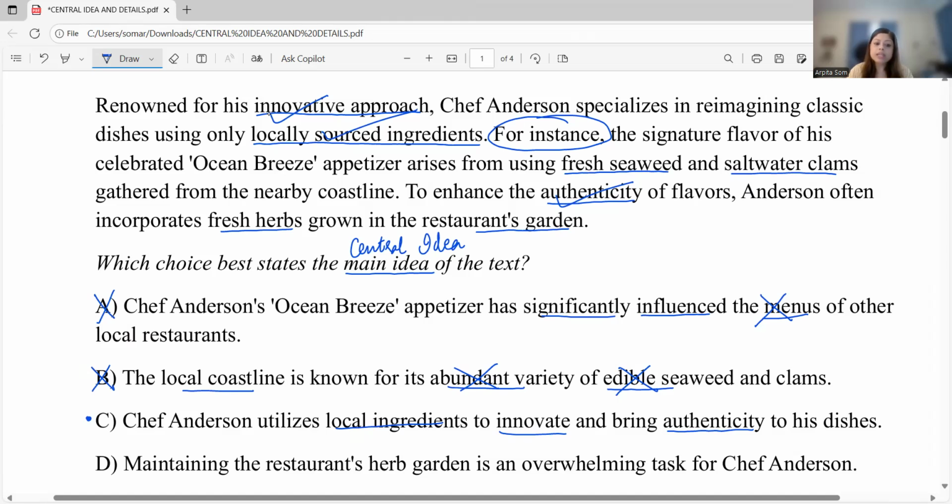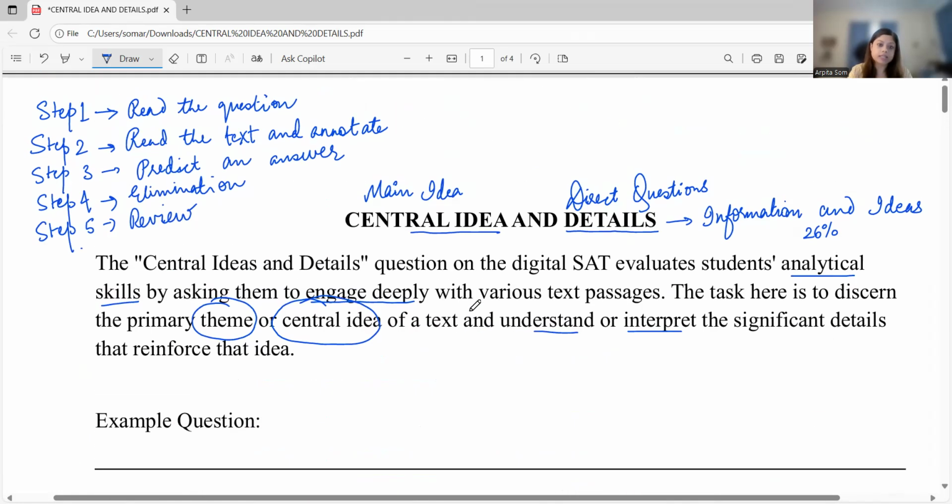Option D says, maintaining the restaurant's herb garden is an overwhelming task for Chef Anderson. Restaurant's herb garden is an overwhelming task, right? Where is it mentioned? That he is maintaining the restaurant's herb garden, not mentioned. So C is my answer. This is the elimination way. And after elimination, you will just review your answer. Review it. Can I prove it? Yes, I can prove. Keyword 1, keyword 2, keyword 3. Okay. I can provide evidence for all three. This is my answer. So this is how you solve central idea and details questions.